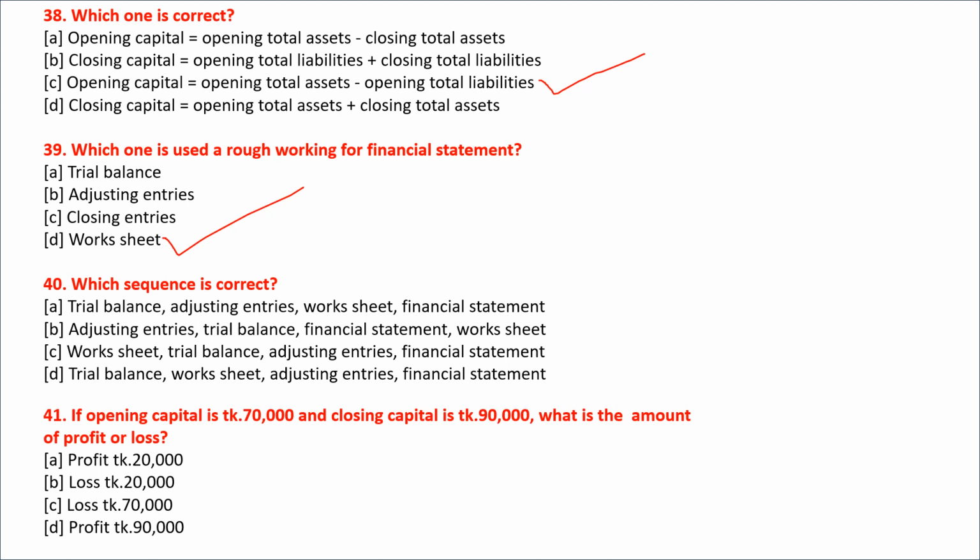Okay, अगला क्वेश्चन है which sequence is correct? Option देखते हैं trial balance, adjusting entries, worksheet, financial statement. Option B, adjusting entries, trial balance, financial statement and worksheet. Option C, worksheet, trial balance, adjusting entries, financial statement. Option D, trial balance, worksheet, adjusting entries and financial statement. So here the right answer will be option A, trial balance, adjusting entries, worksheet and financial statement. Okay, so right answer will be option A.